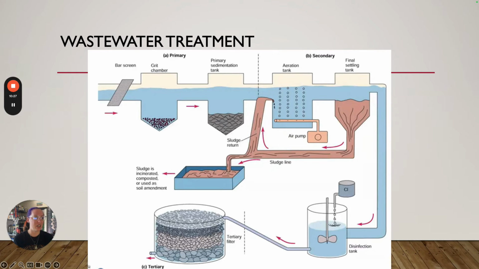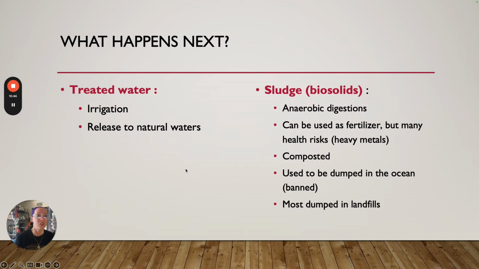And then again, you can go through these potential two last steps. You could go through a tertiary and then go through disinfection, or the other way around. It really just depends on the potential or who's doing the water treatments. So what happens next?